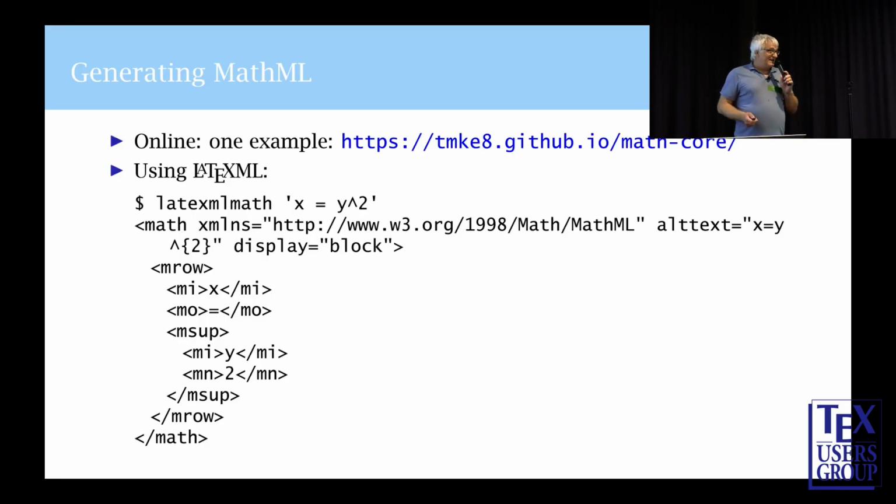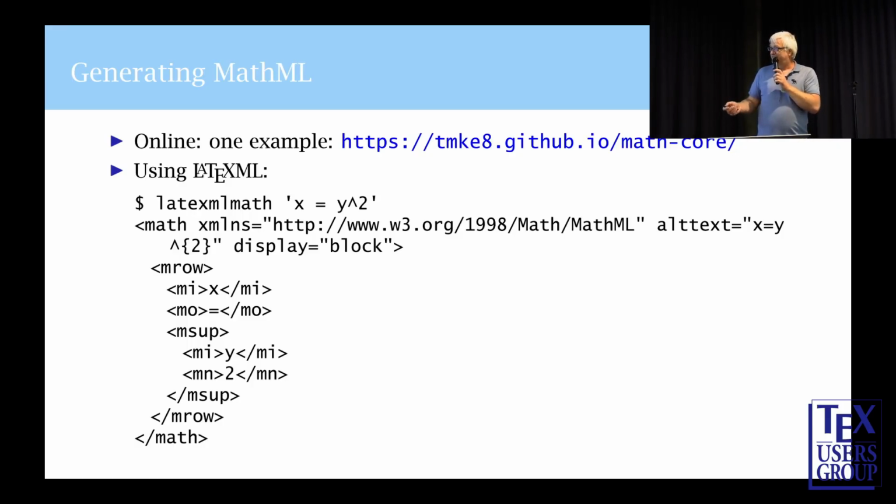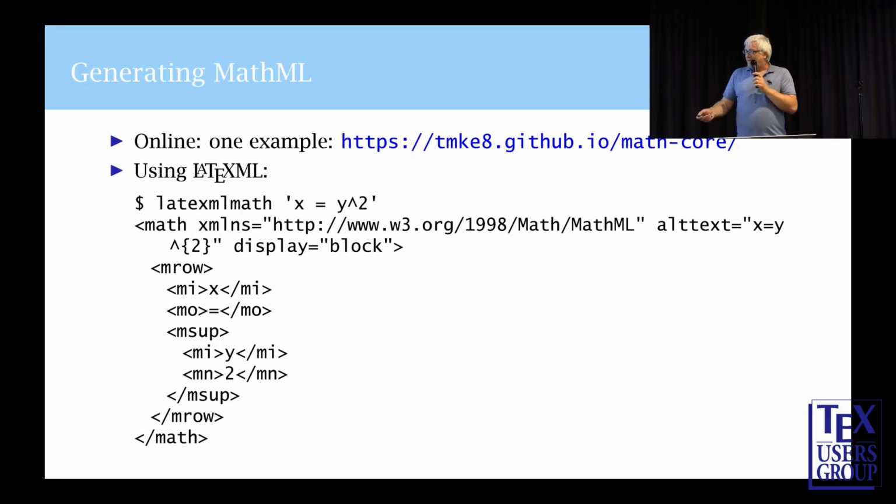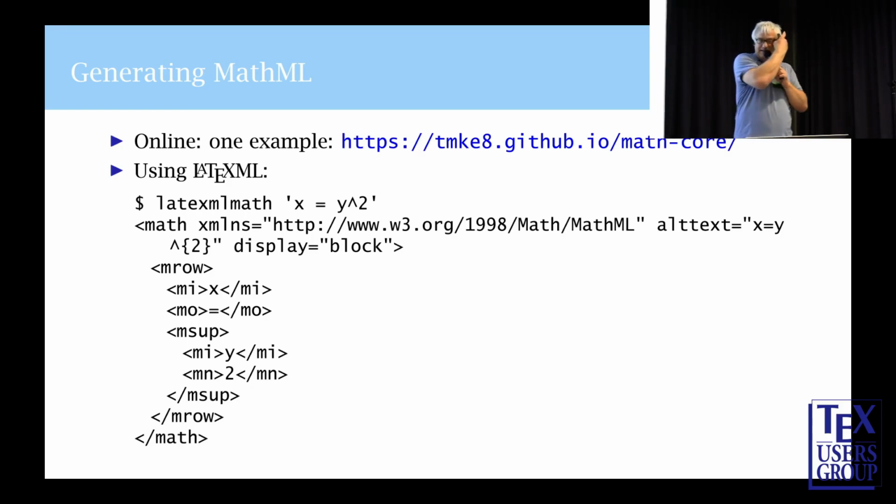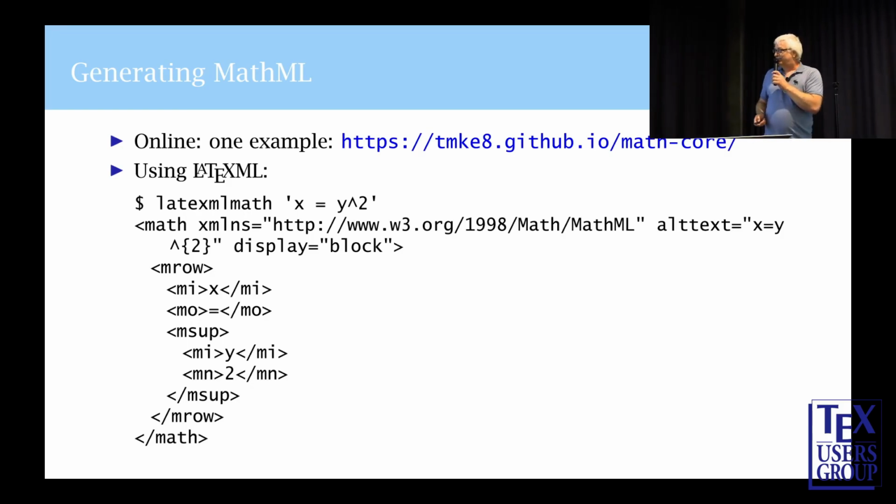Another way is using LaTeXML, I don't know how to pronounce it correctly. You can just feed in whatever mathematical expression there is, and with some additional options you get a bit more detail. Here is a block structure for a formula like x is y squared. So this is very convenient. As far as I remember, the LaTeX team used LaTeXML in the initial stages to generate MathML. I'm not sure, I guess this is now history.